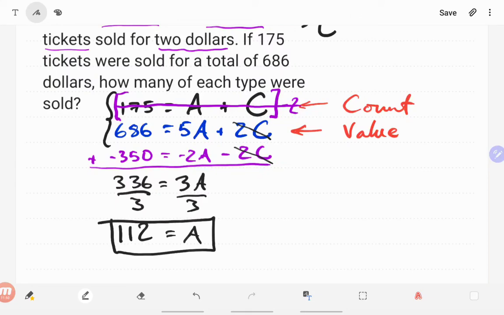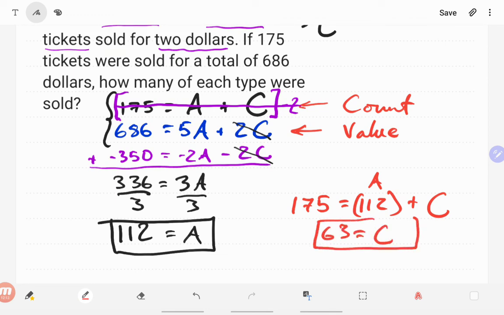So how many children were there? Well, we know that 175 is equal to the number of adults, this is A, plus the number of children. So we just can take 175 and subtract 112 from it to find that the number of children that were at the game is 63.